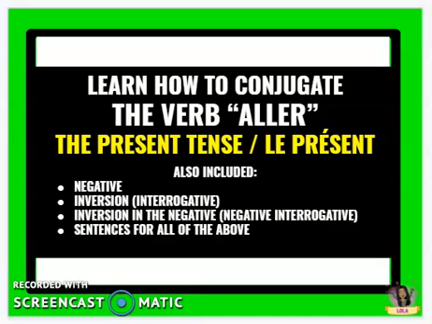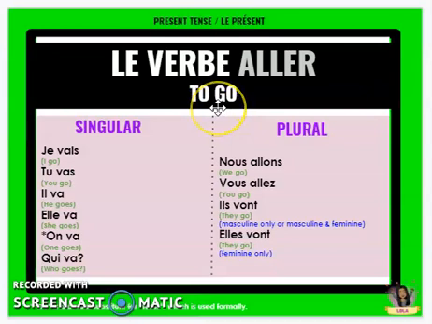We are going to learn how to conjugate the verb aller in the present tense, that is le présent. I've also included the negative, inversion, also known as the interrogative, which is just a question, and then inversion in the negative or a negative interrogative, and sentences for all of the above. The verb aller means to go.